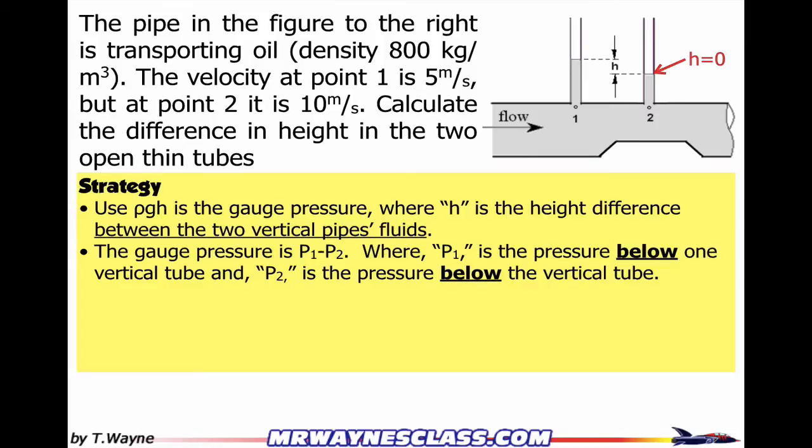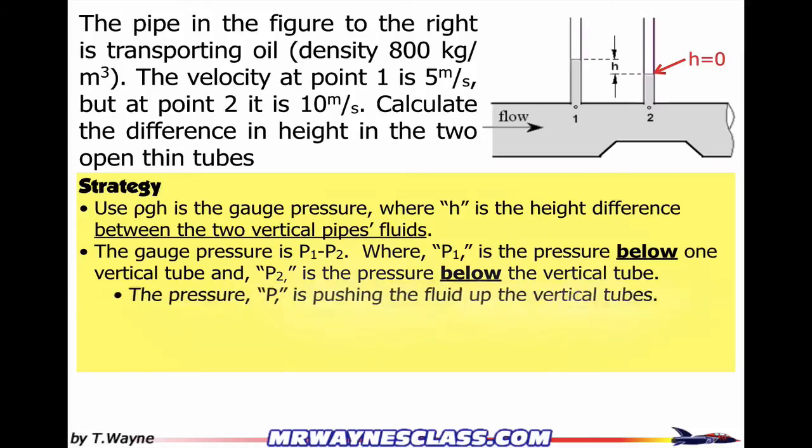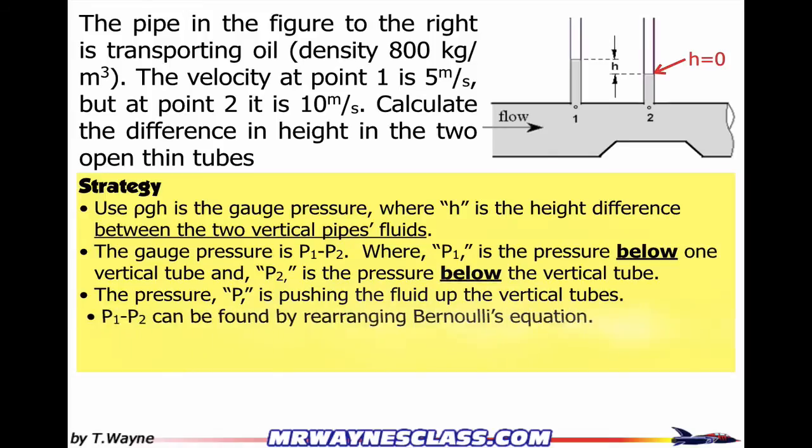The gauge pressure is P1 minus P2, where P1 is the pressure below the vertical tube and P2 is the pressure below the other vertical tube at point 2. So it's not the pressure in the tubes, it's the pressure right below those tubes. The pressure P is pushing the fluid up the vertical tubes, and that's the P at those locations 1 and 2. P1 minus P2 can be found by rearranging Bernoulli's equation as well as using the hydrostatic pressure equation, or the pressure at depth equation as we've called it on occasion.